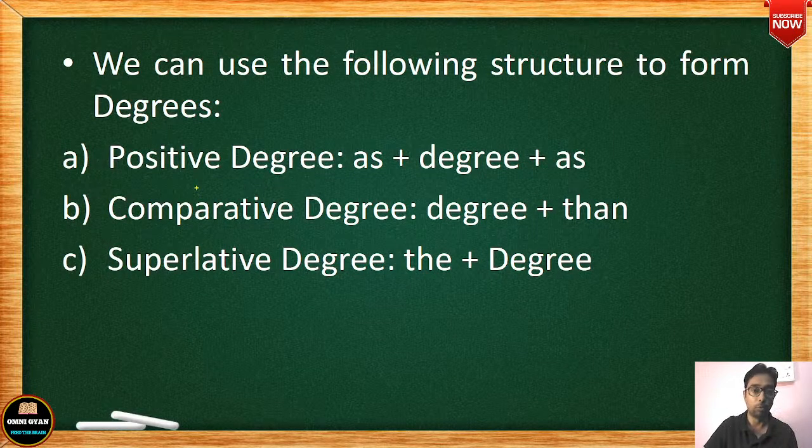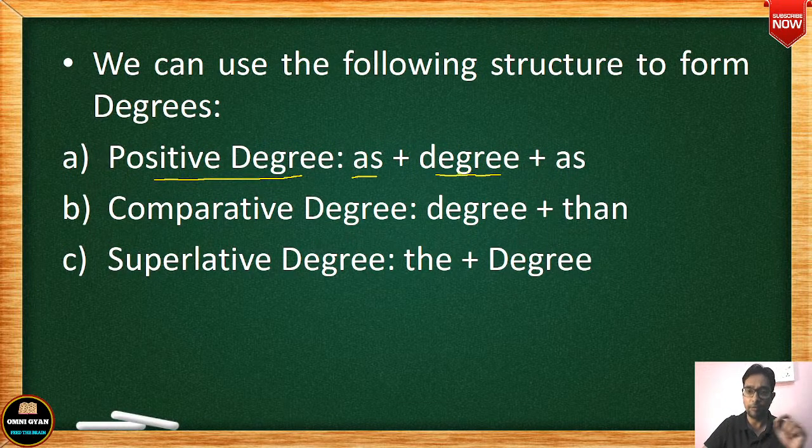It will help you. Okay, for positive degree, when you are asked to change a sentence into positive degree, then you use this structure as that particular degree, whichever the degree is. If it is wise, if it is beautiful, or it is any other good, okay, or bad, that particular degree you have to change it into positive degree. So as plus degree plus as.